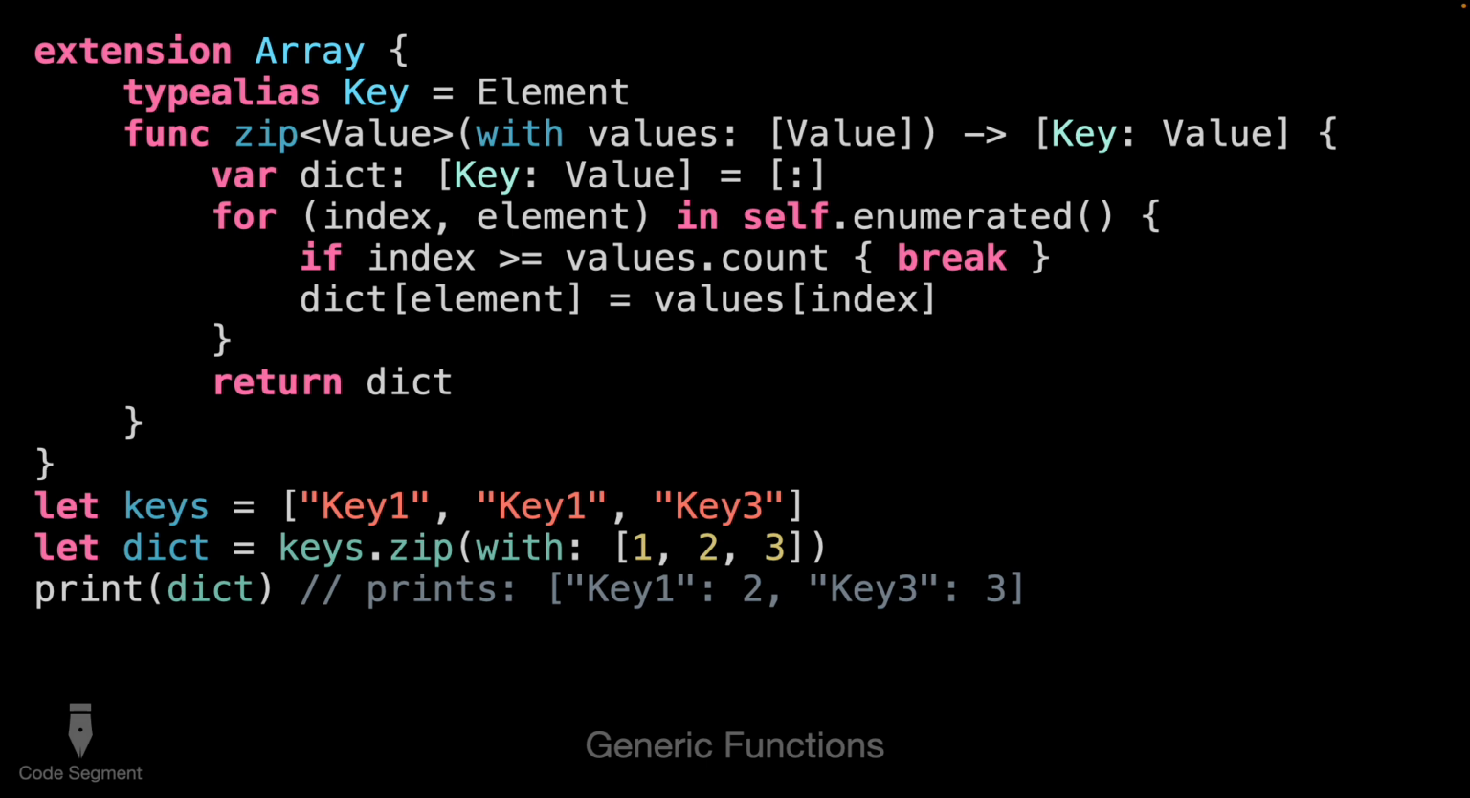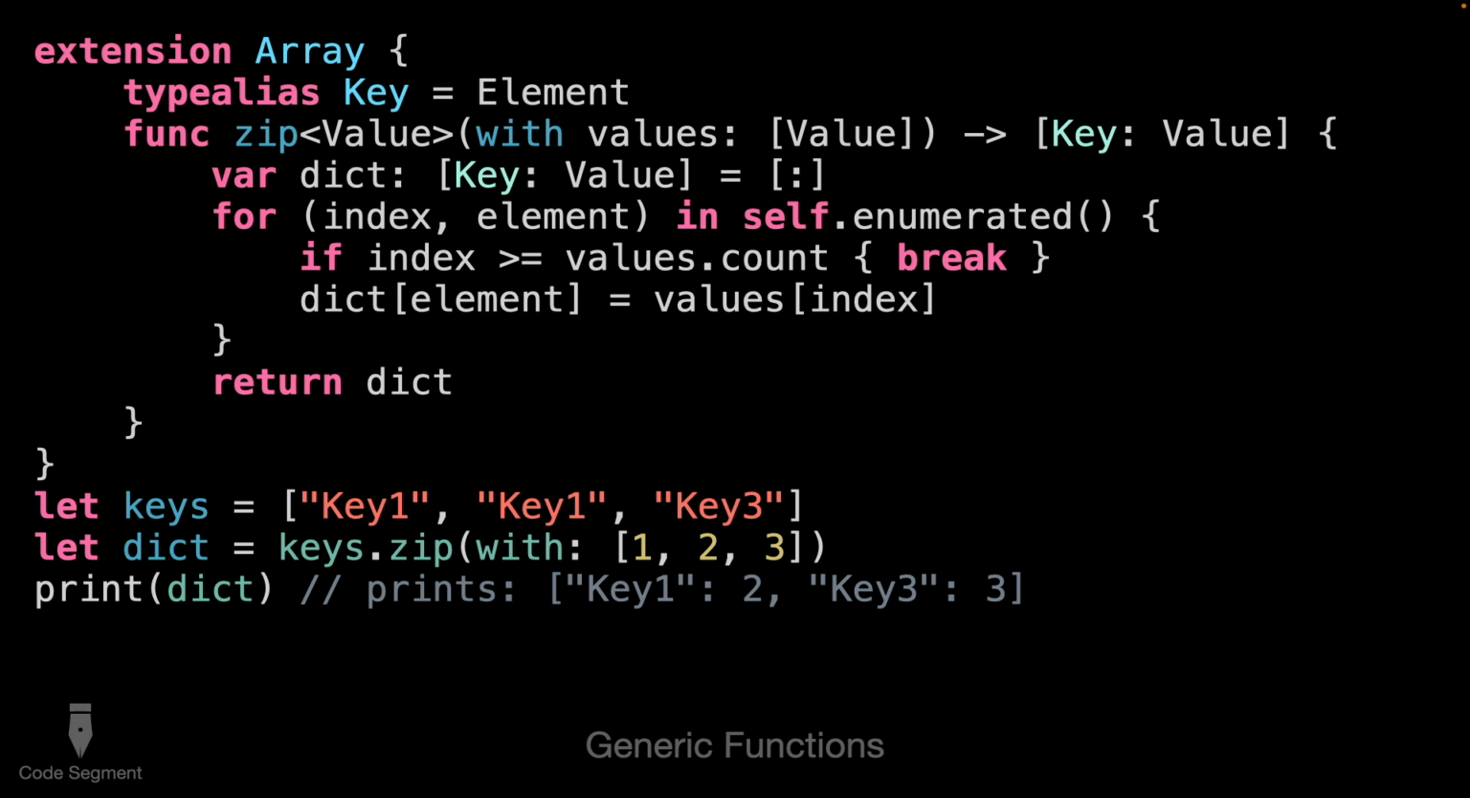So here we're going to call zip with values, and we pass in a collection of the Value type, our placeholder type, our type parameter Value. And then we're going to return a dictionary, where the type for the dictionary keys is Key, which is another placeholder, which is the element of the array, right? And then Value, the parameter type that we defined for zip, okay? So it's doing a lot of stuff in here, okay?